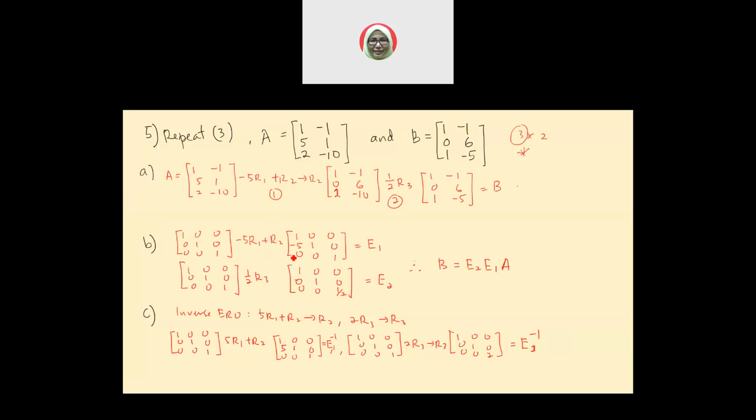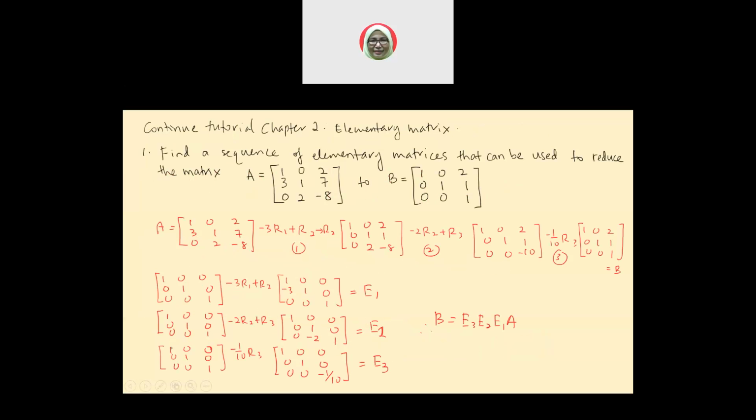To get its inverse row operation, the negative number changes to a positive number, so 5R1 plus R2. Then the second row operation is 1 over 2, so the inverse row operation takes the reciprocal of 1 over 2, which is 2R3 replacing R3. Then apply these two inverse row operations to get E1 inverse and E2 inverse, respectively.